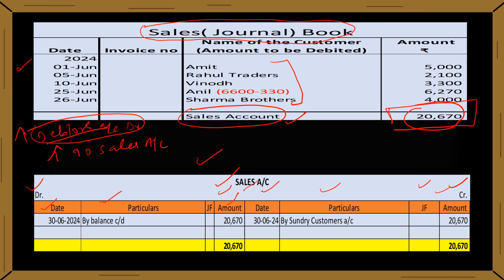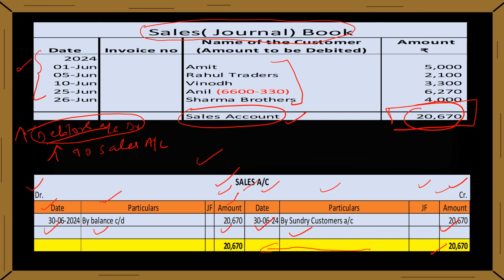This is for the month of June. So we are going to write it at the end of the month, that is 30th June 2024. We are going to credit by writing "By sundry customers 20,670". Now, on seeing, the total of the credit side is more. So we take that total on both sides, 20,670 and 20,670 on the debit side also. On the debit side, we are writing "By balance carried down 20,670".